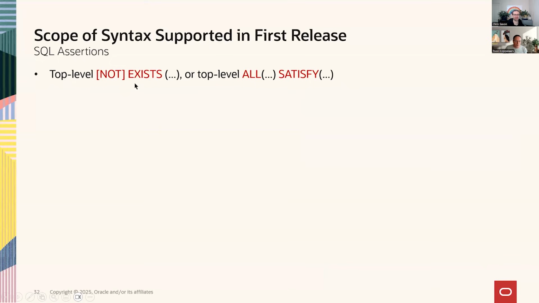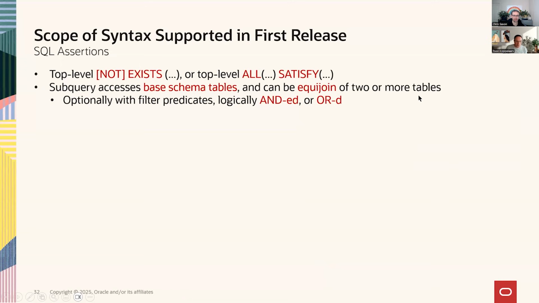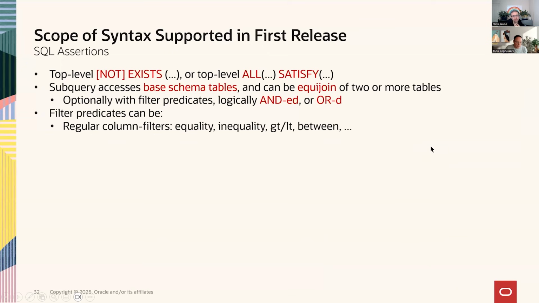So just one slide on the scope of syntax we're supporting in the first release. Your SQL assertion has to be a top level exists or not exists, or a top level all satisfy. The subqueries must access base schema tables, and it can be an equi-join of 2 or more tables. And you can have filter predicates in the where clause, logically ANDed or ORed in whatever way you would like them to be. Those filter predicates can be just your regular column filters, the regular stuff that you have in your OLTP transactional queries already, right?